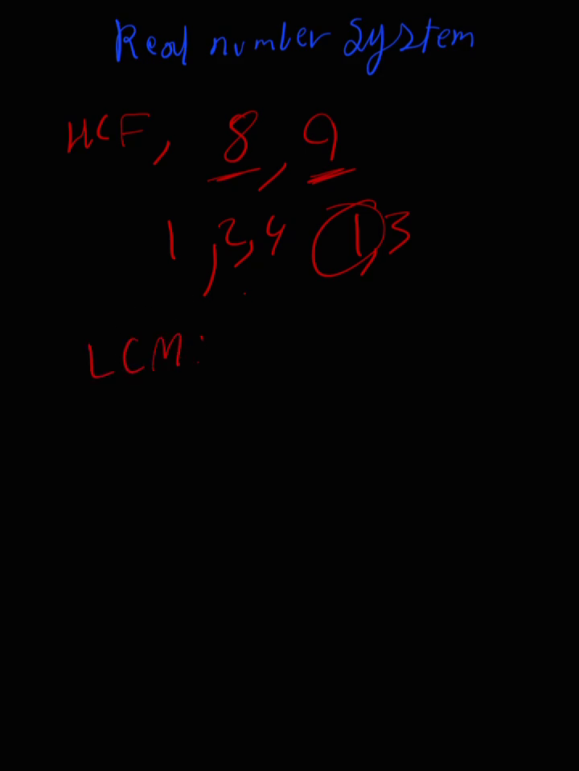Now LCM. Let's take 2 and 3. Now LCM is asking what will be the least value when 2 is multiplied with something and 3 is multiplied with something to get the same number. Okay, so both of them should become the same. In this case it's just 2 and 3. When they are multiplied with each other you get 6. So that's LCM.